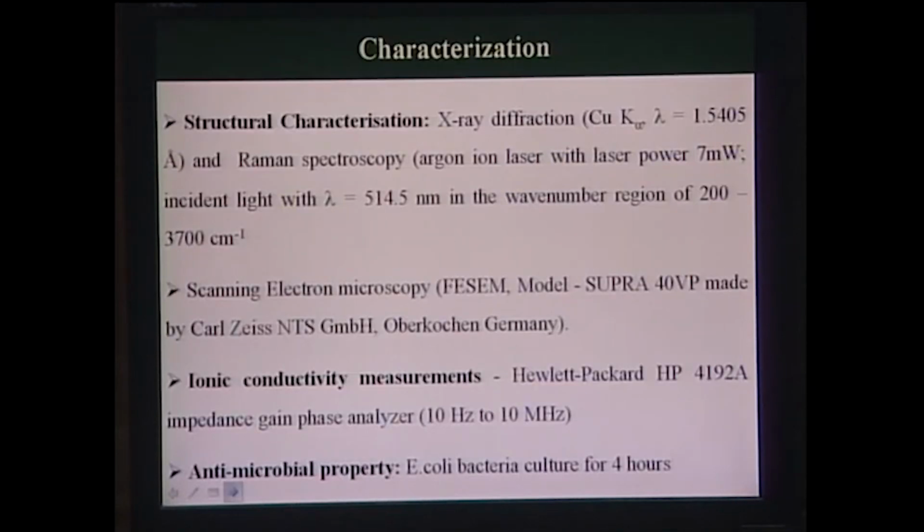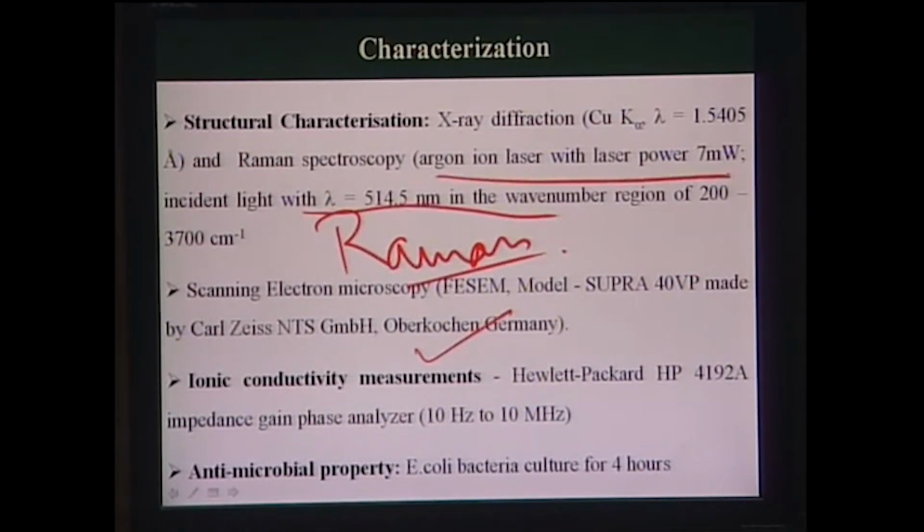Now, apart from X-ray diffraction, we have done ionic conductivity measurements as well as Raman spectroscopy. Raman spectroscopy we have done using an argon ion laser with the laser power typically kept at 7 milliwatt, and the incident light has a wavelength of 514.5 nanometer. And then we have done the antimicrobial property test with the E. coli bacteria as well as other bacteria, as I have mentioned already.